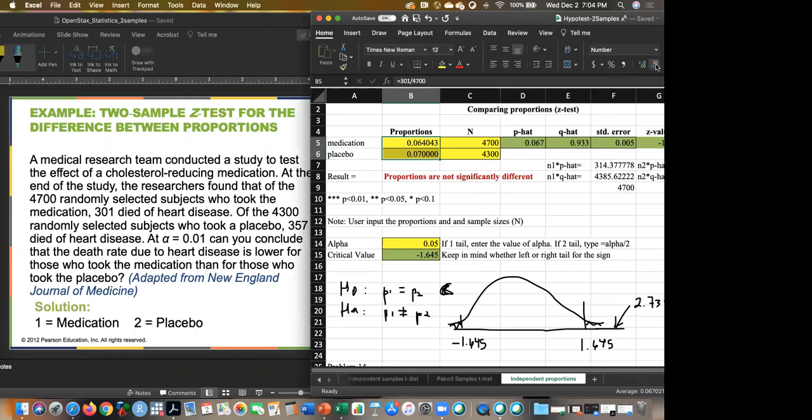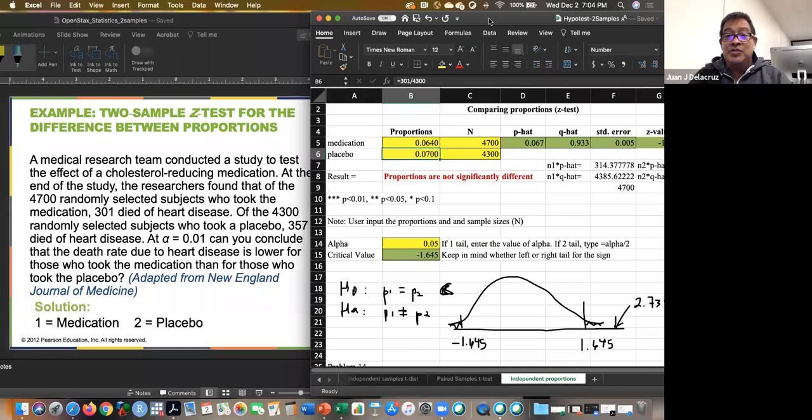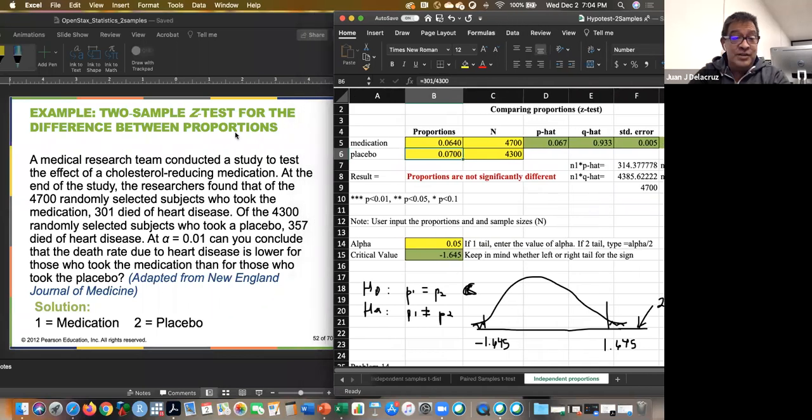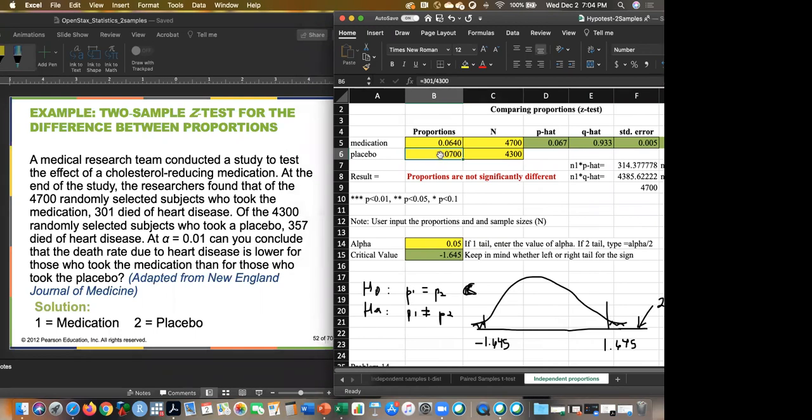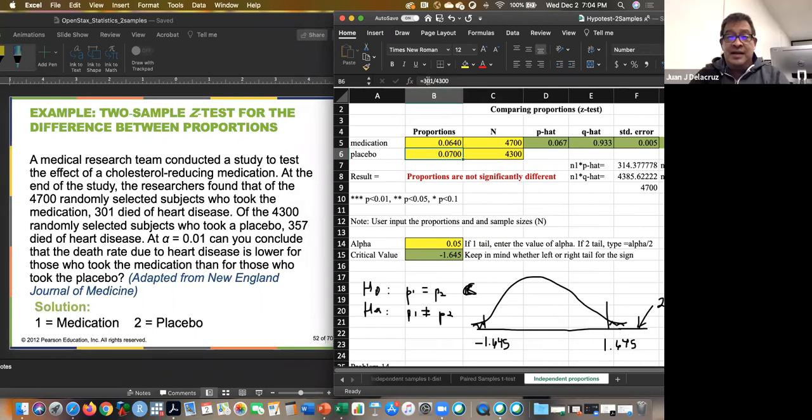Professor? Yes, young man. Shouldn't it be 357 over 4,300 for the placebo? Oh, sorry. That is absolutely right. So I was misreading. Yes, out of the 4,300. Thank you very much. I was just testing, guys, if you are still awake. Thank you for correcting me. 357. Thank you very much for correcting me.